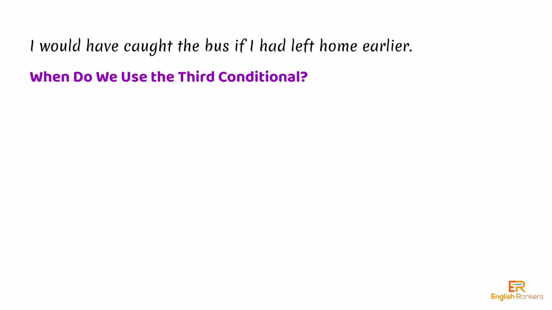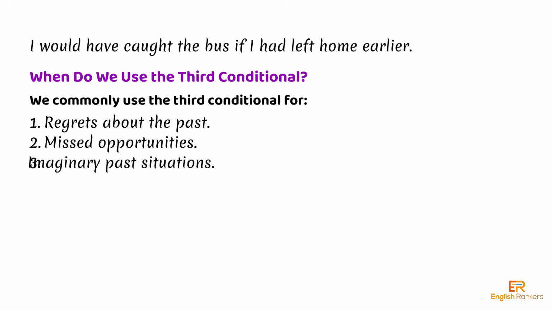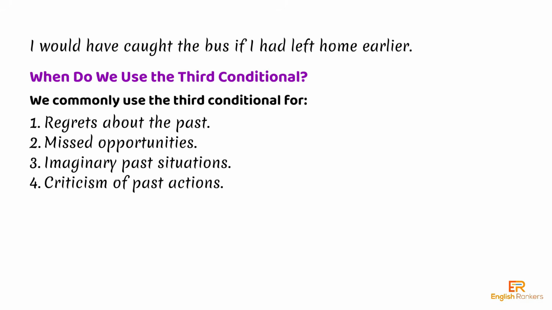When do we use the third conditional? We commonly use the third conditional for: 1. Regrets about the past. 2. Missed opportunities. 3. Imaginary past situations. 4. Criticism of past actions. 5. Imagining different past results. Let us understand each use.